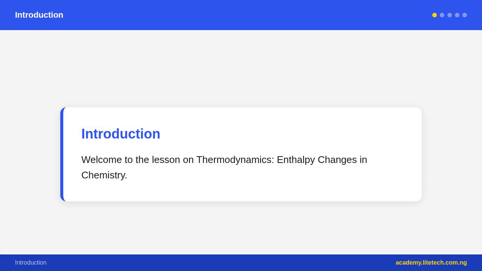Let us begin. Enthalpy, H, is the total heat content of a substance at constant pressure. We cannot measure absolute enthalpy, we can only measure enthalpy change, delta H, during a reaction. Enthalpy change, delta H, equals enthalpy of products minus enthalpy of reactants.